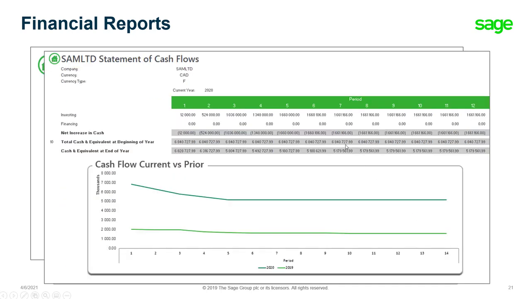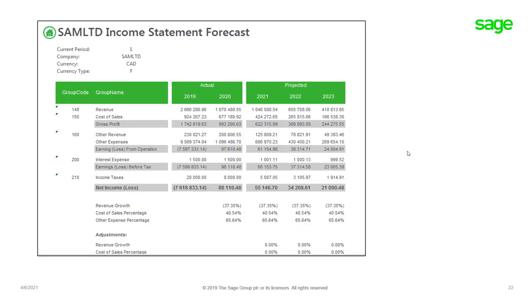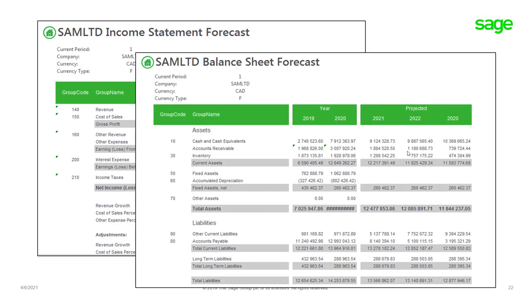Statement of cash flows. I like showing this one because it not only shows your cash flow here, all periods, your current year, but it shows a nice graphic and shows you the trending. You can see the year over year down here. Again, you can add number of years, make any changes to any of these reports. All right, this is your summary by account category, and I like showing this one too because it has your year-to-date information, and lots of information according to your reporting unit. Here's your income statement forecast, balance sheet forecast, so many options.